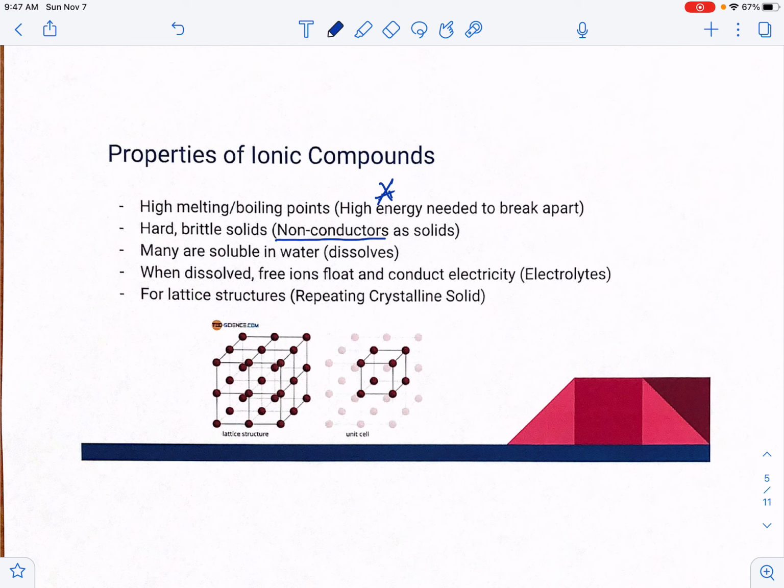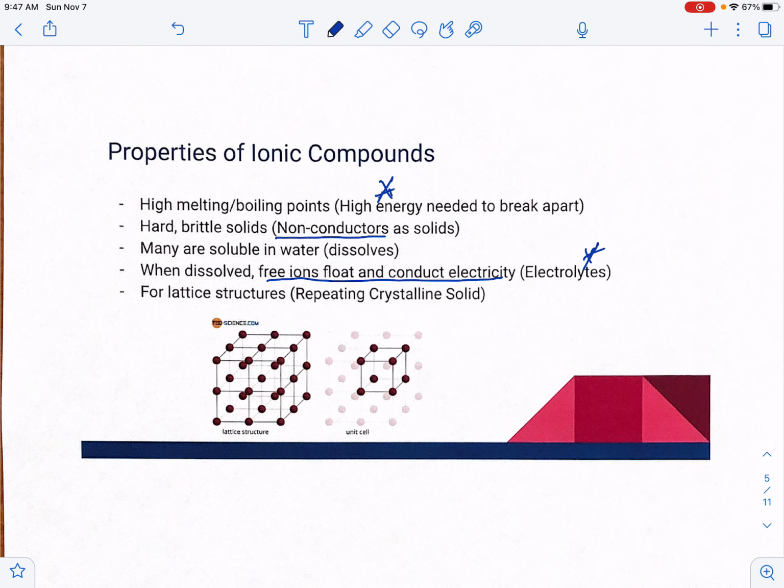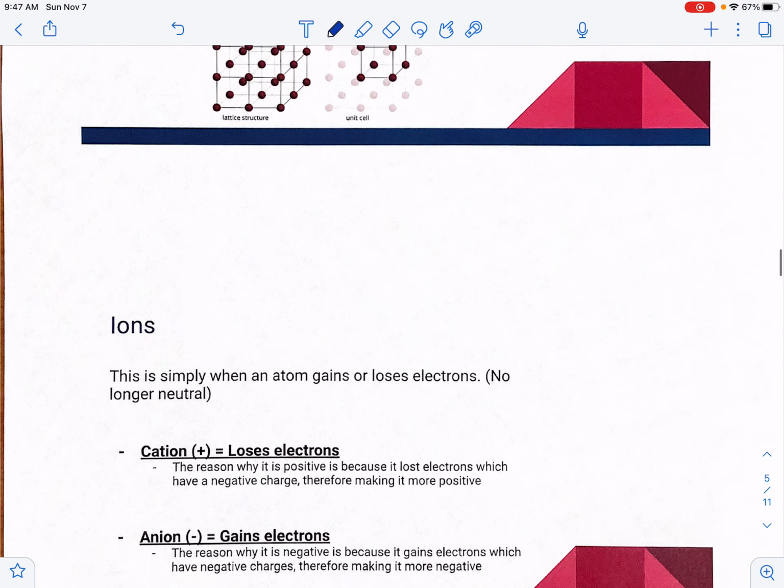Now, many are soluble in water, so once you put them in water, they'll dissolve, and when they dissolve, the free ions that float around, those are conductors. Those can conduct electricity. Those are known as your electrolytes. Then for lattice structures, these are basically little repeating patterns, and that's how these things bond. Make sure you know these properties because a question we can ask is which of the following is not a property of ionic compounds?